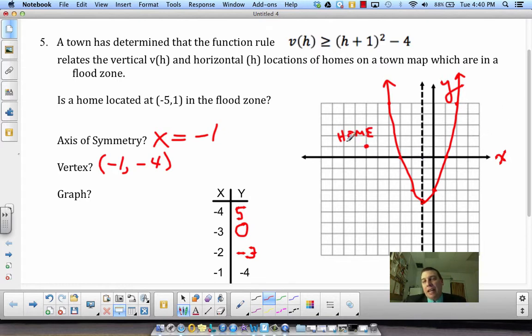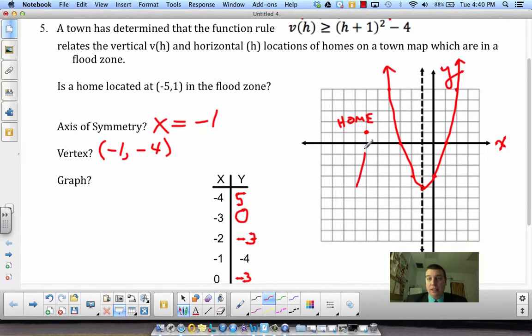So we want to figure out if this house is in that flood zone. How do I do that? Well, I substitute the values in. Alright, so we've got, let's see, negative 5, 1. So 1 goes here, greater than or equal to. Negative 5 plus 1 would be negative 4. Negative 4 squared is going to be 16. 16 minus 4 more is going to be 12. Is 1 greater than or equal to 12? No. So guess what? The home is not in the floodplain.